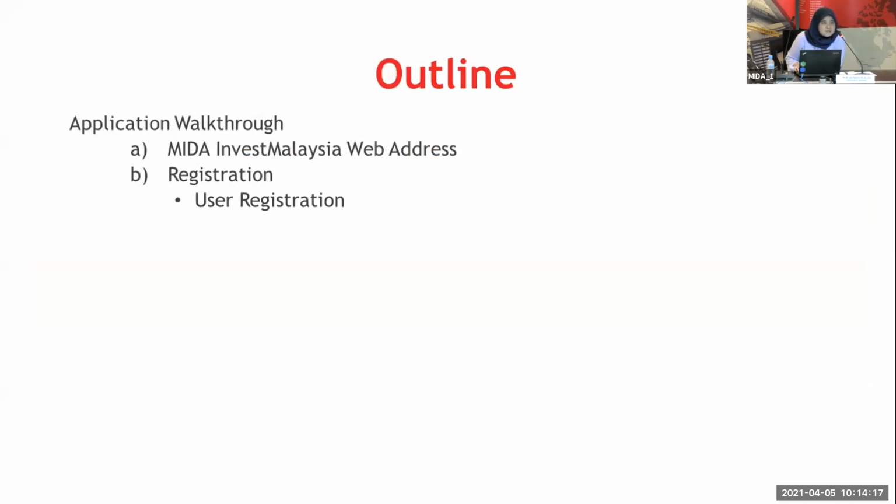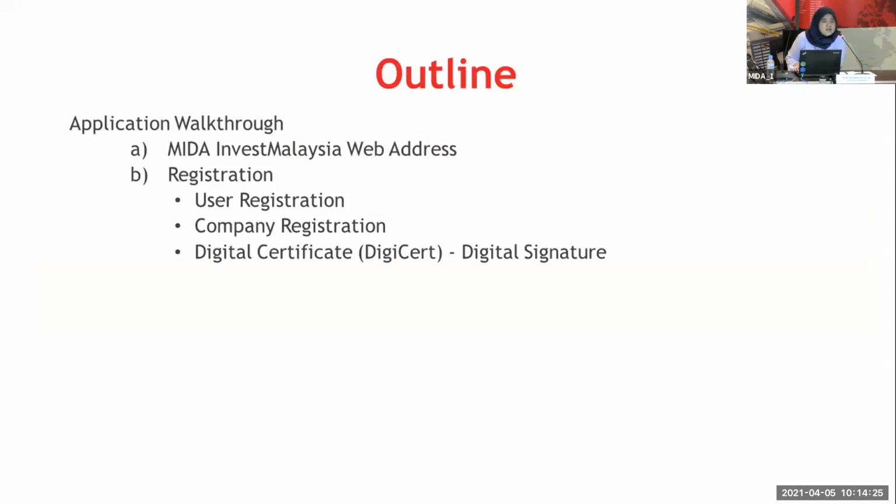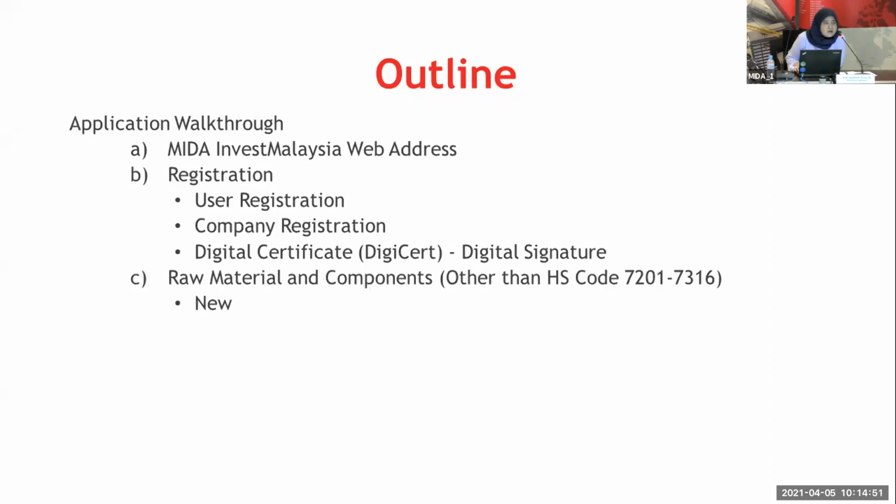And then we will cover the registration process. So basically, the breakdown of the registration is the user registration, and then we have the company registration, and I will touch a bit on the digital certificate, the DigiCert, because the application in Invest Malaysia, we are using digital signature for the company submission. The decision letter will be 100% online. So a company is required to register their digital certificate. So I'll walk through the process on that, and then we will cover the raw material and component application.